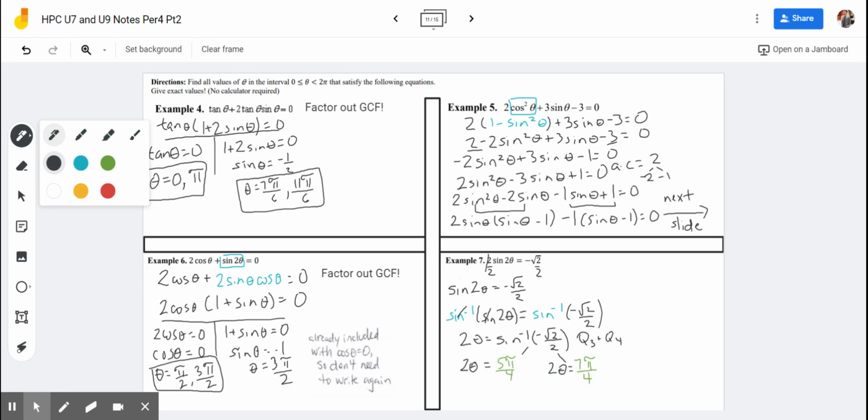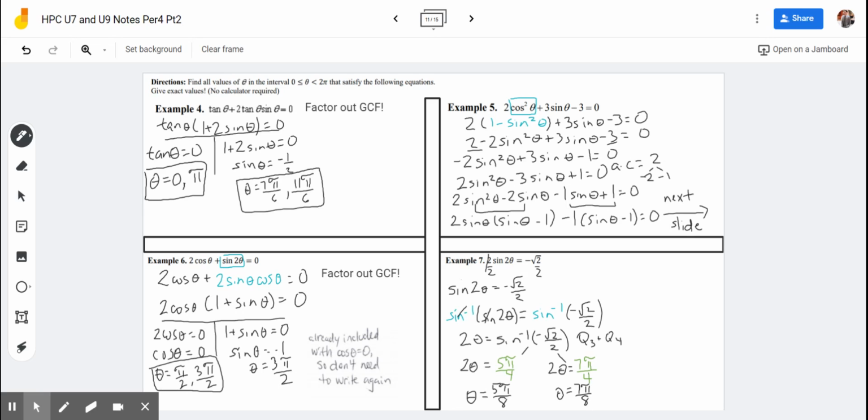And then now we'll have theta. We would divide by 2 here. So dividing by 2 is the same as multiplying by a half. So our first solution is going to be theta is equal to 5 pi over 8. And our second solution is going to be theta is equal to 7 pi over 8.